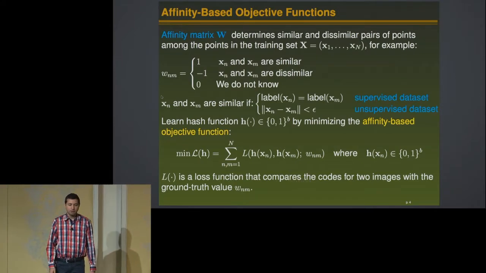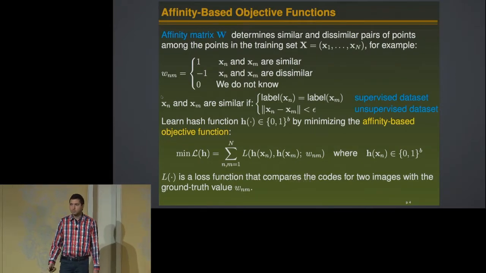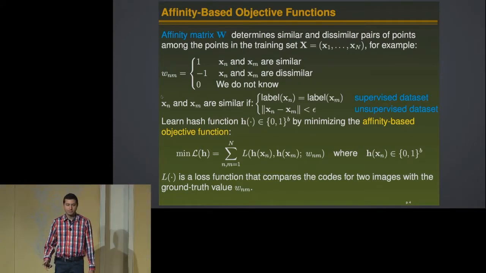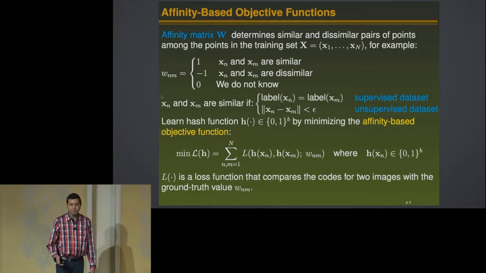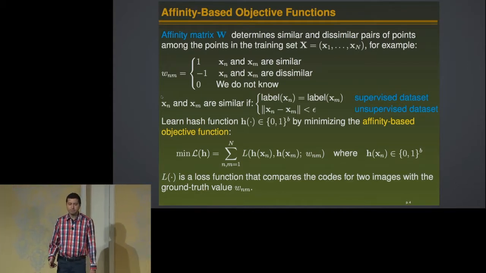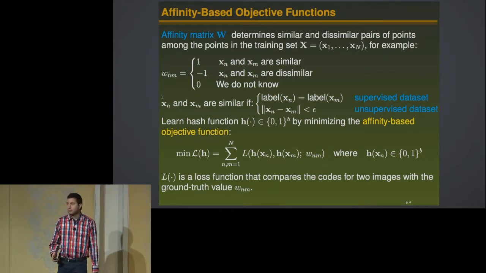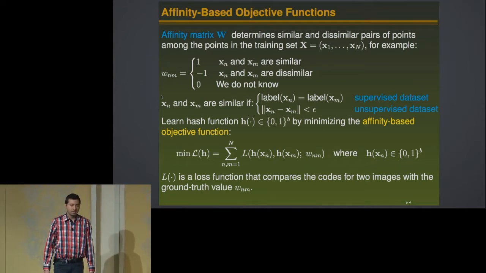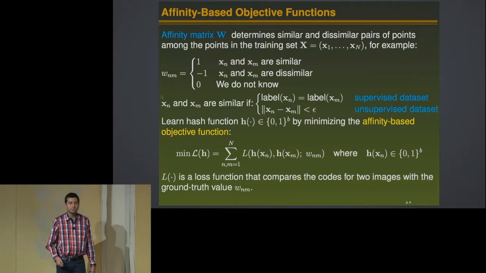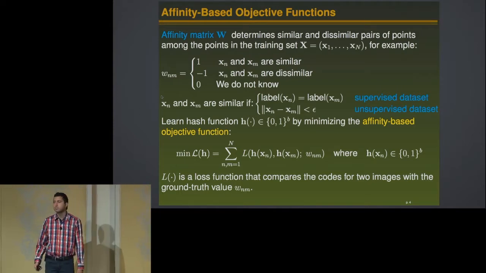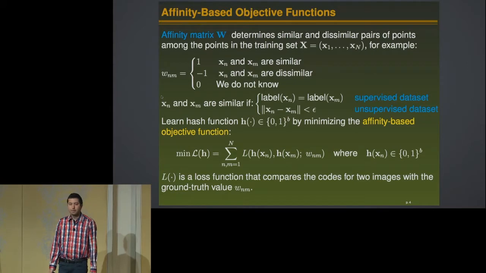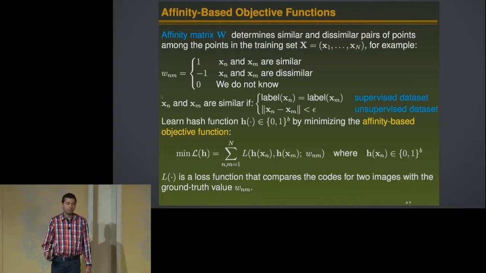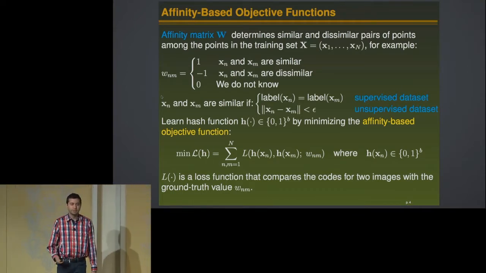Many hashing papers first define an affinity-based objective function and then try to optimize this objective function to learn good hash functions. To define an affinity-based objective function, first we have to define the affinity matrix, and the affinity matrix determines similar and dissimilar pairs of points. I have an example here. If an entry of the affinity matrix is 1, then the points are similar. If it is -1, the points are dissimilar, and if it is 0, it means that we don't know the relation between them, or we want to make the affinity matrix sparse. The similarity can also be defined based on the labels of the points or their distance.